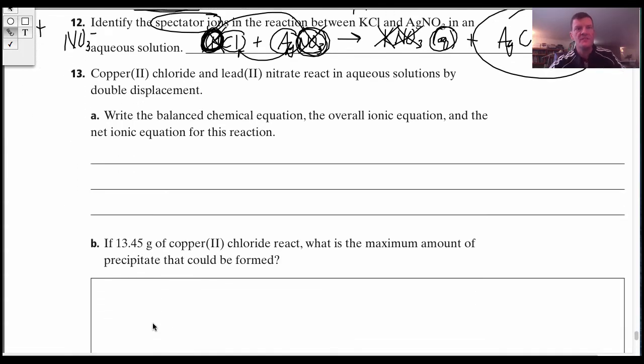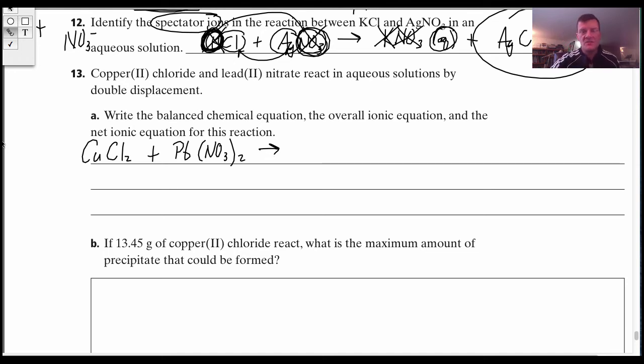All right, 13. Copper 2 chloride, here's the formula for copper 2 chloride, and lead 2 nitrate. So lead 2 nitrate, there's the formula for lead 2 nitrate, react. Those are both aqueous, so these are already dissolved and dissociated. We're going to write the balanced chemical equation, the overall ionic equation, and the net. Okay? So watch. Here we go.